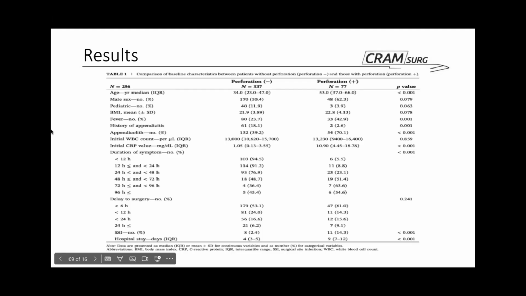So in this table, they have compared the baseline characteristics between perforated and non-perforated appendicitis. And they found that increased age, appendicolith, and raised initial CRP value were found in statistically significantly higher numbers in patients with perforated appendicitis, as also the prevalence of SSIs and a longer hospital stay in the perforated appendicitis group.